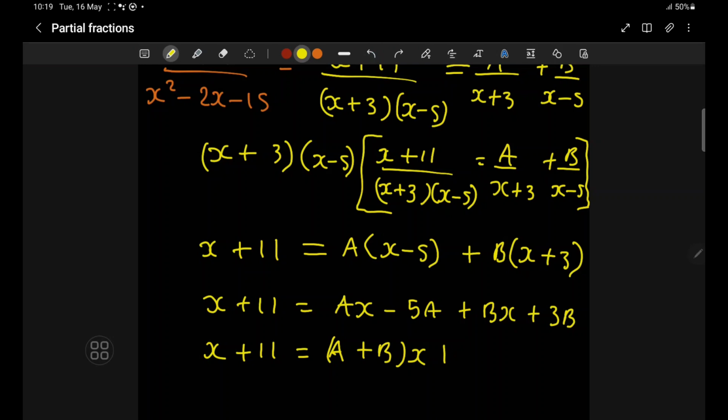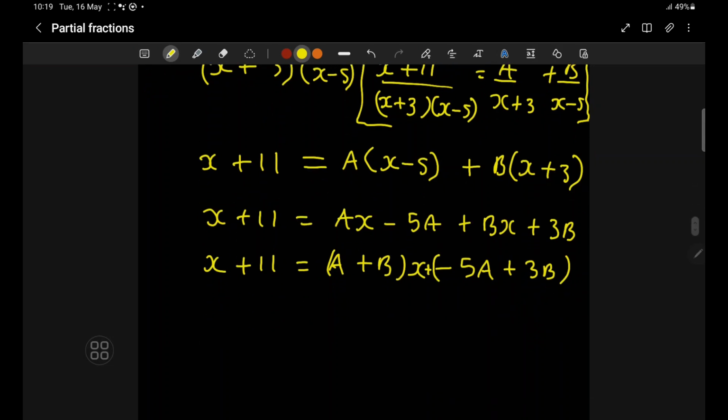So we're having negative 5a plus 3b as the other expression. So looking at these two expressions, we're going to use what we call the definition of equality of polynomials, where we equate coefficients on the left hand side and the right hand side. So that means the coefficient of x here is a plus b. The coefficient of x here is 1. So we're saying we're going to equate 1 from this side is equal to a plus b.